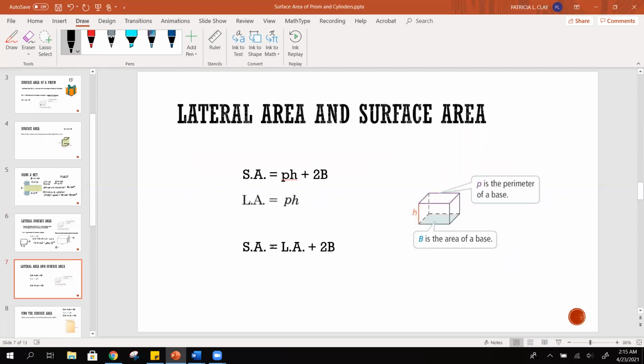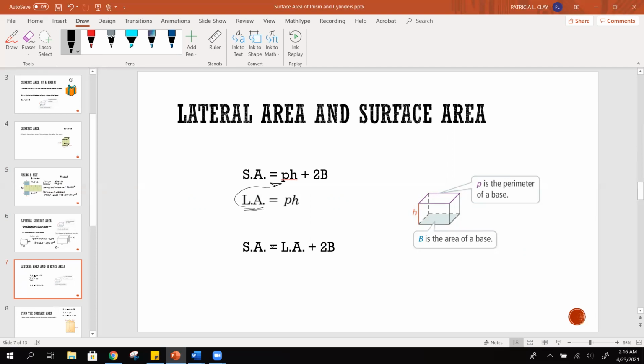All right. So now, if you hadn't noticed, we can make a relationship between the two. We had surface area is equal to the perimeter times the height plus 2 times the base area. And we have the lateral surface area is equal to perimeter times the height. So we can substitute lateral area into that equation and rewrite it, because they're both perimeter times height. Surface area is equal to lateral area plus 2 times the base.